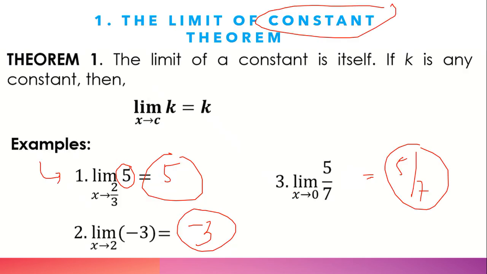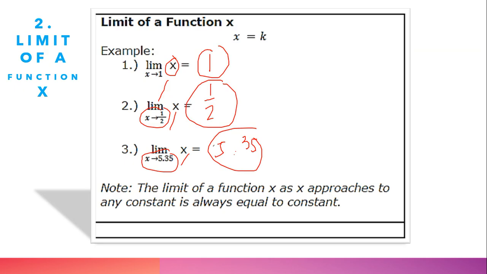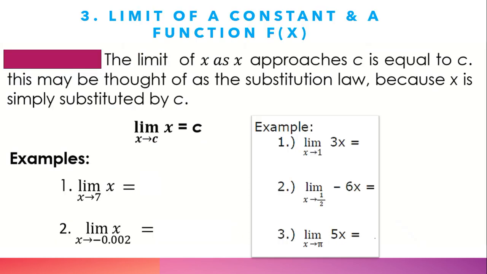The difference between the two, here in theorem number 1, we don't have a variable in front of the limit or in front of the function. Here po, in front of the function, we have the variable x. We're going to substitute the value depende sa binigay na x values na approaches natin dyan. So, x approaches to 1. So, we need to substitute 1 to the function x. That's why the answer in number 1 is 1. Same goes with number 2, 1/2. Number 3 is 5.35.